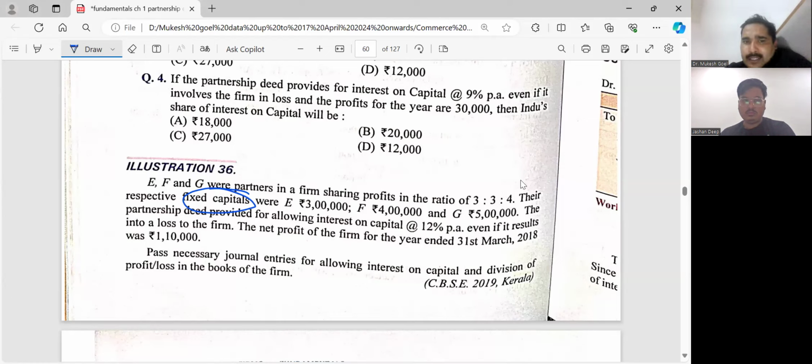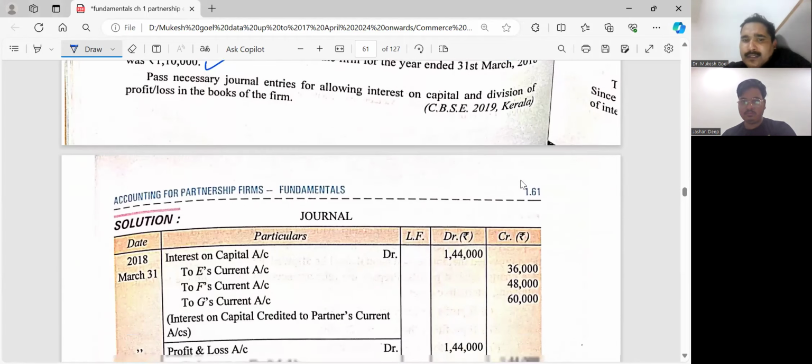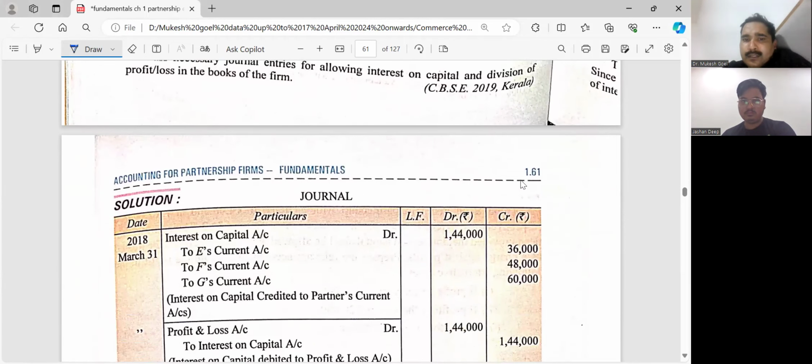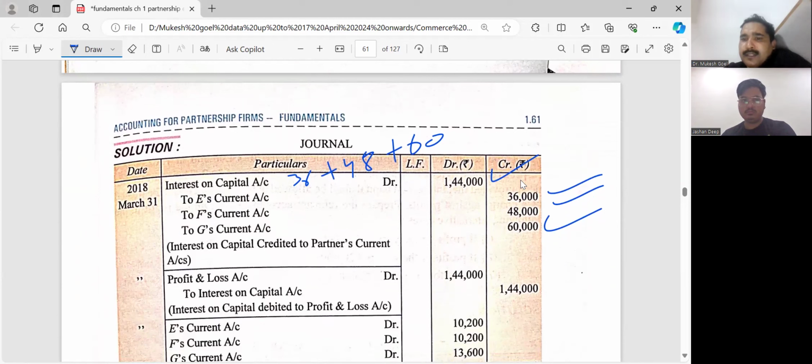Pass the necessary entry. First of all, interest will be charged at 12%: 36,000, 48,000 and 60,000. Interest on capital is 36 plus 48 plus 60, 1,44,000, to E's current account, F's current account, G's current account. We will transfer the amount of interest into their current accounts. Then this amount of interest will be transferred to profit and loss account. Profit and loss account debit to interest on capital.